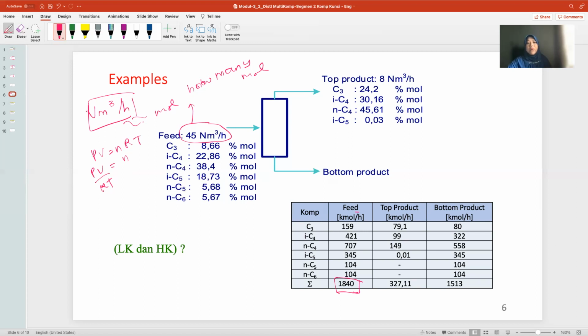Based on the normal, do you remember what the difference is between standard meter cubed per hour and normal meter cubed per hour? What is the pressure and what is the temperature? Anyone remember?